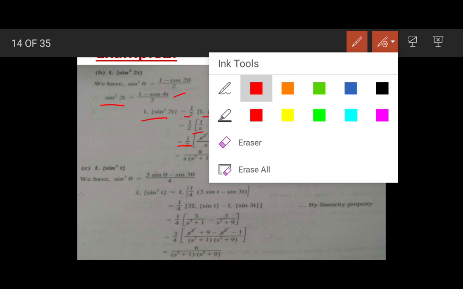So here what we did: we first used the trigonometric relation to convert this sin square theta into cos, and then we took the Laplace transform on both sides, and again in this we used the linearity property. Okay, then a similar type of sum here.